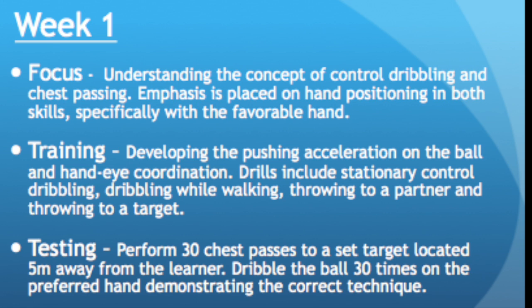The learner will be completing a pre-training test. The pre-training test will require the learner to perform 30 chest passes to a set target located 5 meters away from the learner. The learner will also be required to dribble the ball 30 times on the preferred hand, demonstrating the correct technique. During week 1, the learner should be in the cognitive stage of learning, where the learner attempts to understand how to perform the movement skill during the cognitive phase.